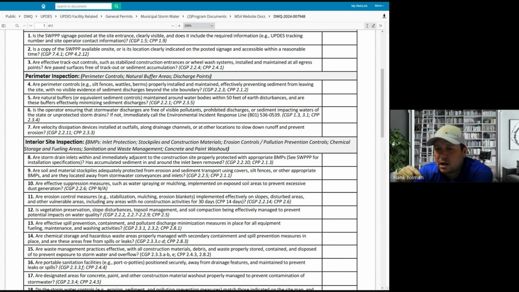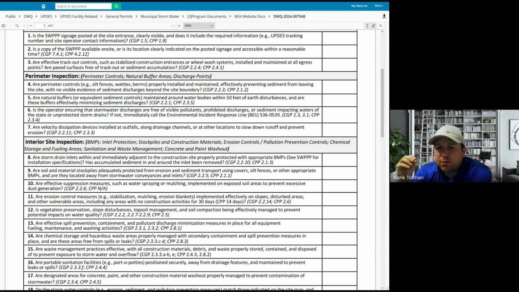Another one that we don't often talk about is natural buffers. Okay, so one of the things that's specifically in the inspection form here for the MS4s is: are natural buffers maintained around water bodies within 50 feet of earth disturbances? And are these buffers effectively minimizing sediment discharge? So again, that's what they're looking for. If there's water bodies, there needs to be at least 50 feet of natural buffer, natural vegetation, between that water body and the construction site. If there's not, then they have to have equivalent sediment controls, which typically means double perimeter control.